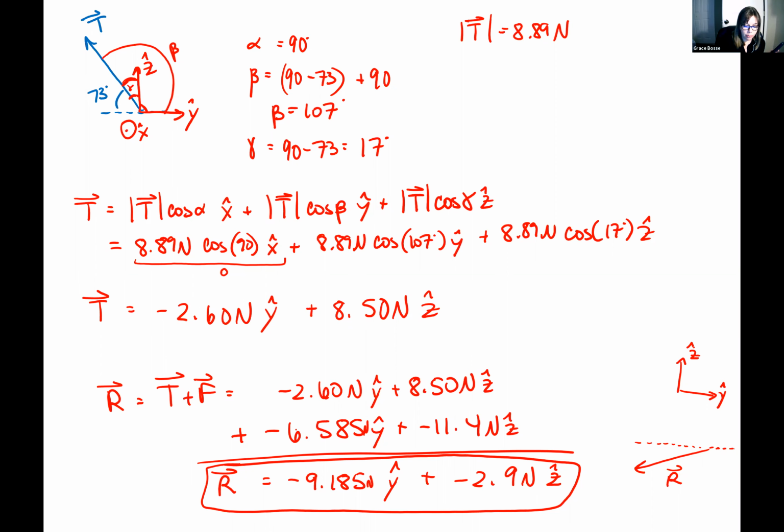And you can notice from our component form, the y component is a lot longer than the z component. So that horizontal component is a lot longer than the vertical component. That is also consistent with our picture. So it looks like both of our methods agree with each other. We have done things correctly.